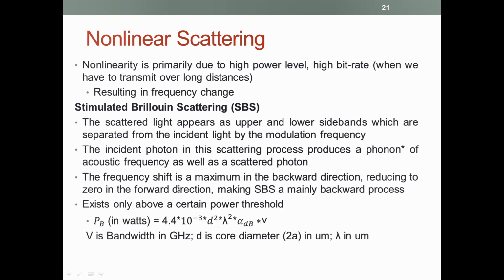The frequency shift is a maximum in the backward direction, reducing to zero in the forward direction, making Brillouin scattering mainly a backward process. So power in watts can be expressed as 4.4 10 to the power minus 3 d square lambda square alpha dB into v. v is the frequency bandwidth, d is the core diameter, and lambda is the wavelength which is used.